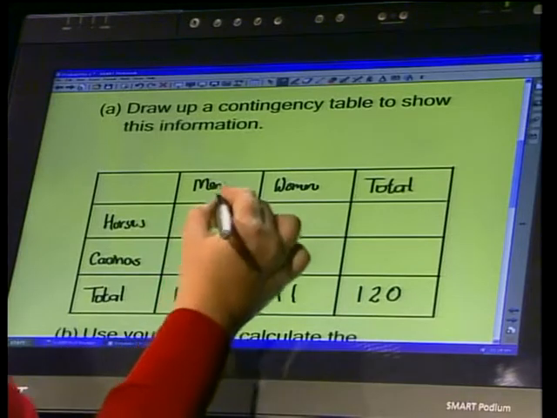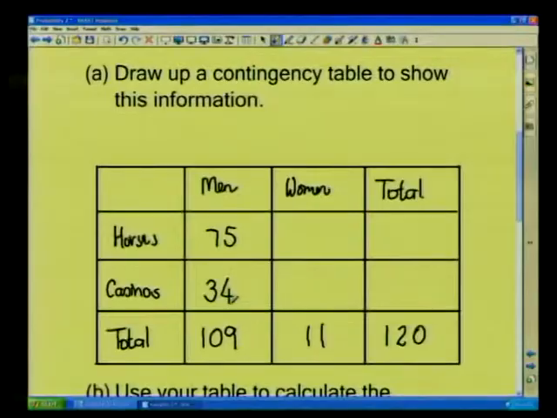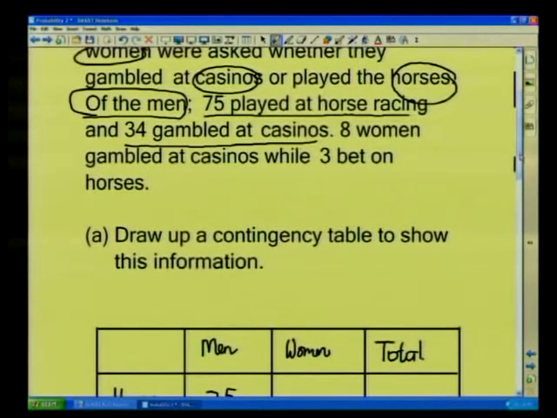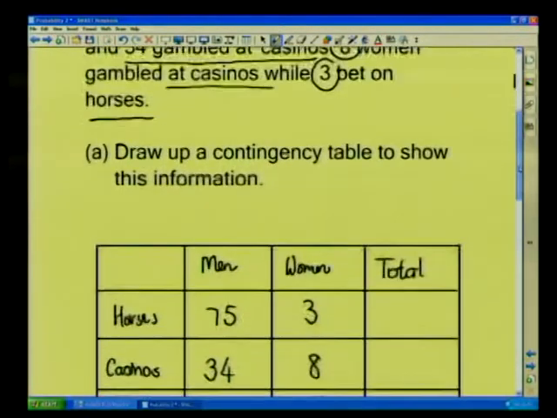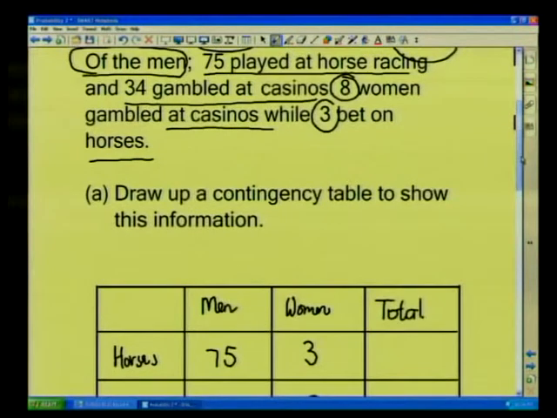And again, check with your calculator if you need to. If they're horrible numbers, go back and check. 75 plus 34 should add up to 109. We have 11 women altogether, and they've told us that 8 gambled at the casinos and 3 bet on the horses. So that should be adding up to 11, which is perfect. Just go back and check that you've filled in the right information in the right slots.